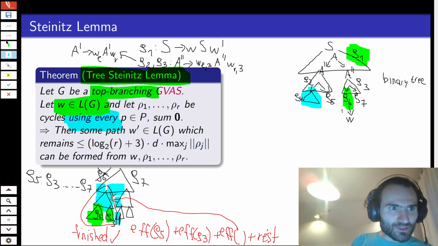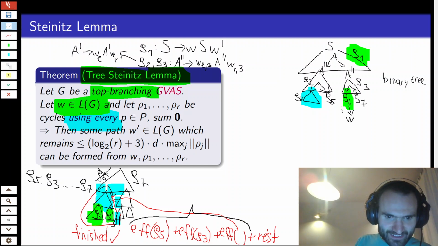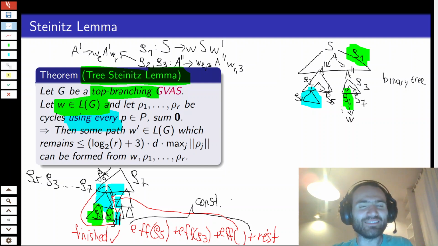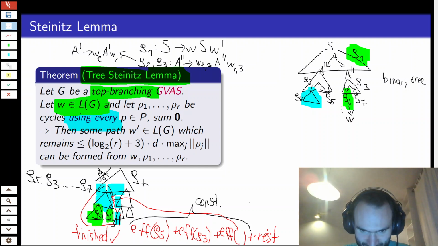Okay, so now what can we say about this? Well, the main thing we can say is that this whole thing here at the start, this is actually constant. It does not look like it, but it is constant because we applied Steinitz lemma. These trees were sorted according to Steinitz lemma, so this is constant. What's, however, scaling logarithmically is this.